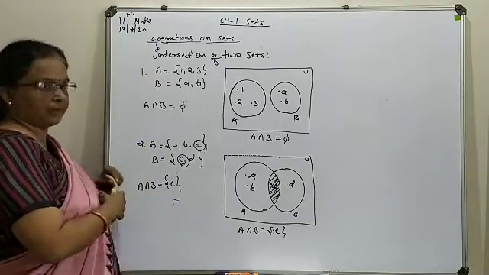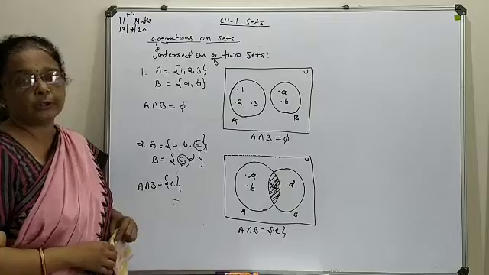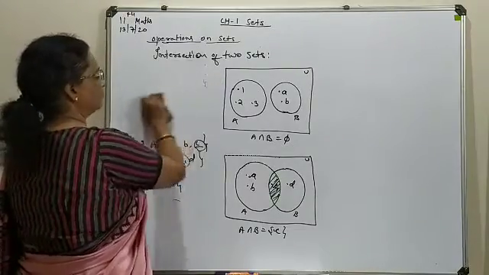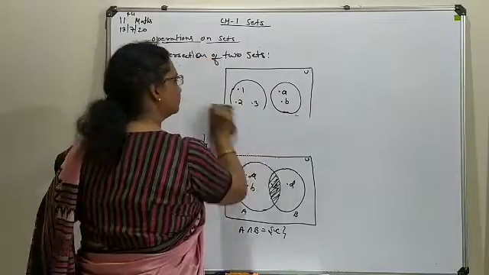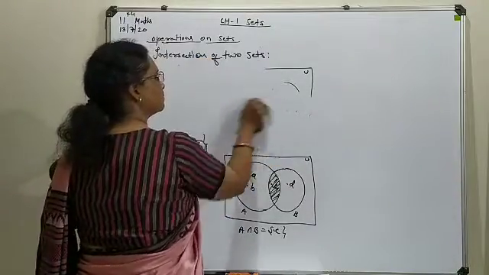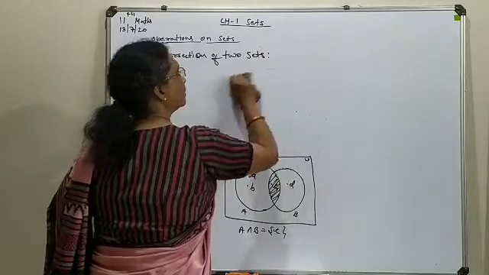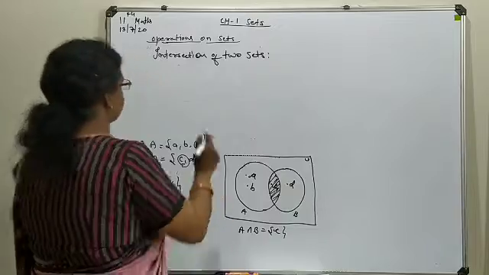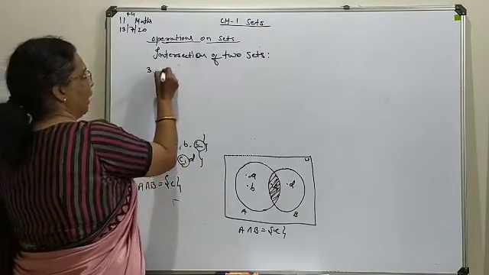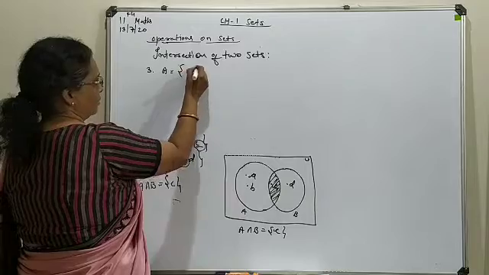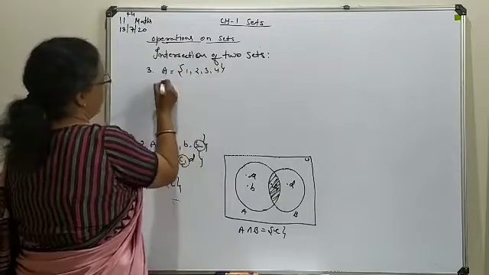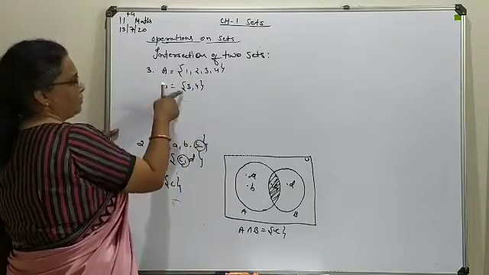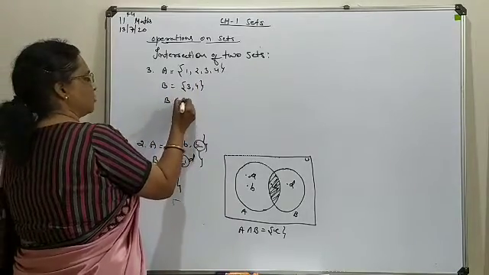Now next category we are going to discuss here, that is B is a subset of A. The same three cases we have discussed as a union of two sets. So now here, third case. In the third case we take an example: your A is 1, 2, 3 and 4. Your B is 3 and 4. Here you can see B is a subset of A.